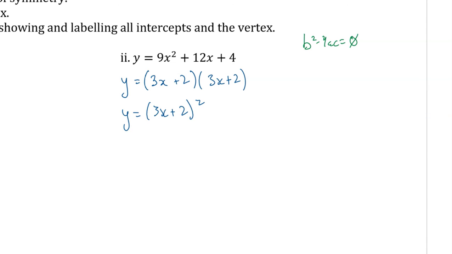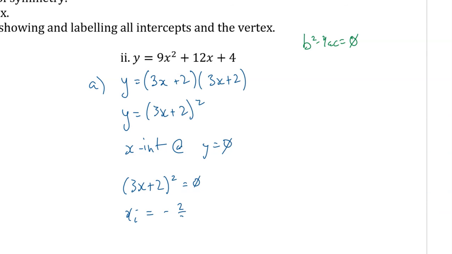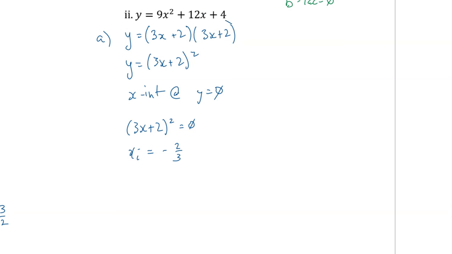And what does that mean when I go to graph all of this? So the x-intercepts are when y is 0. So I get 3x plus 2 squared equals 0, which means my x-intercept, I only have 1. It's negative 2 over 3. But I get the same one twice. That's why we say 2 equal roots. Because we get the same root, but we get it from both those places.